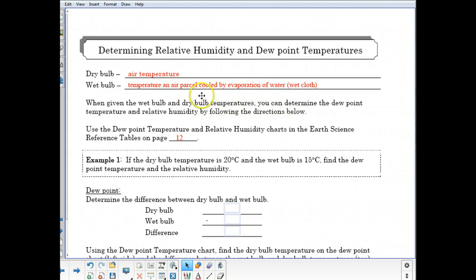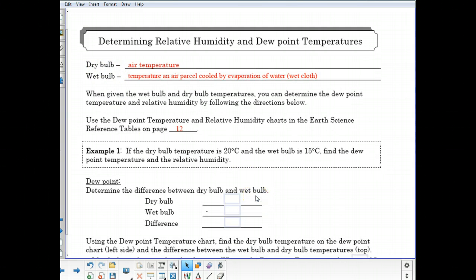The more water that can go into the air in the room, the more evaporation you're going to have, which causes the temperature to go down more. So the bigger the difference is between the wet bulb and the dry bulb temperatures, also called the wet bulb depression, the higher your relative humidity.